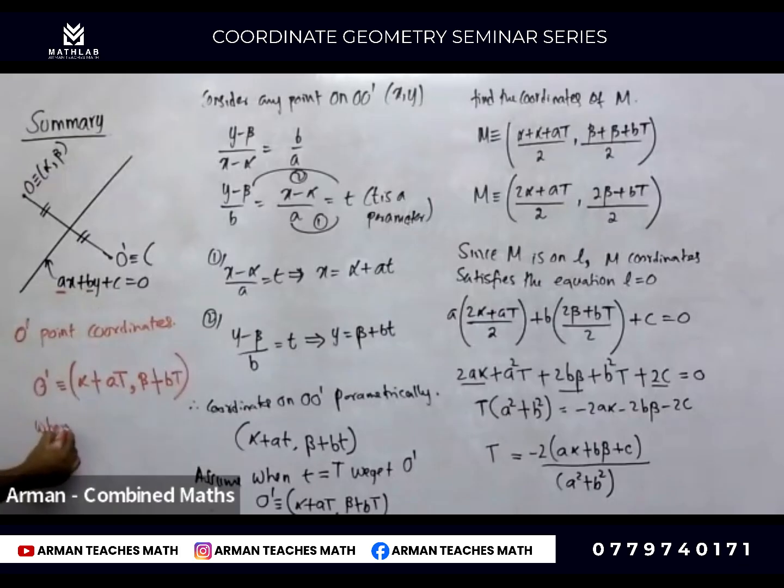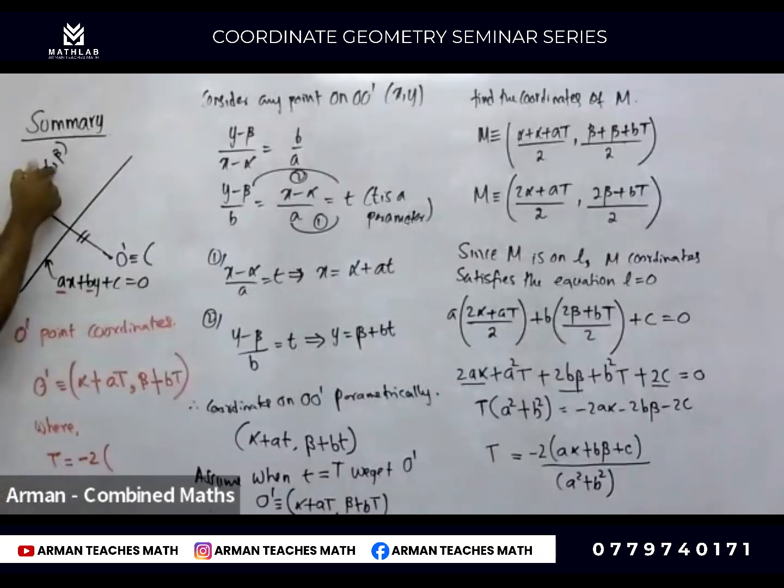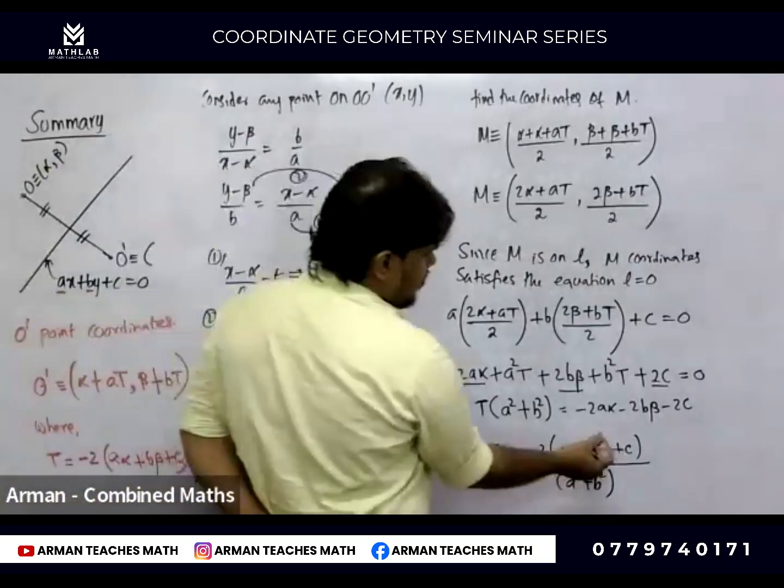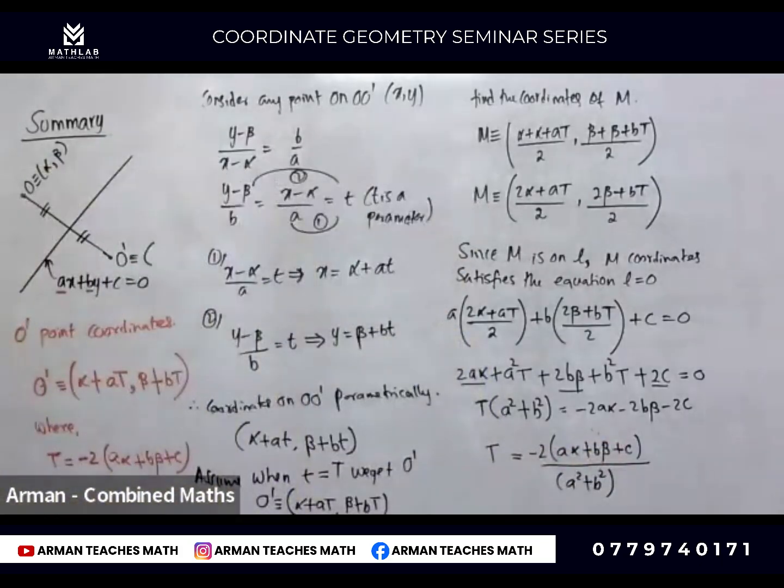Where capital T is equals to, listen, this is a pattern. Minus 2 times, always minus 2 times. Substitute the parent point's xy coordinates on the left hand side of the equation here: A alpha plus B beta plus C. This is what we call observational results.